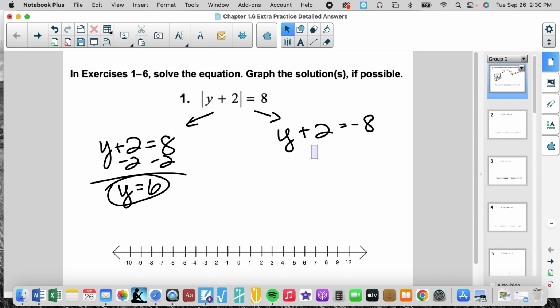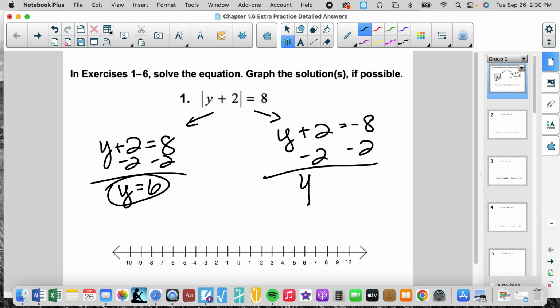And then when we have y plus 2 equals -8, we'll subtract 2 from both sides, and we get -10. So if we plug -10 in, -10 plus 2 is -8, and the absolute value of -8 also has a distance of 8. So these are my two solutions, and we always write them in a solution set, and then it wants us to graph it.